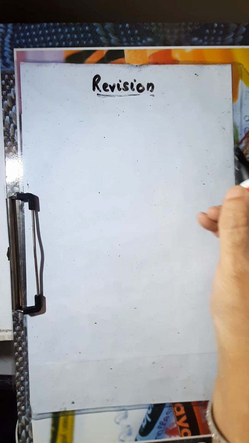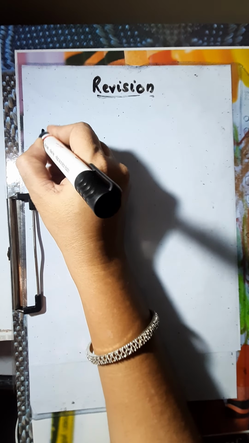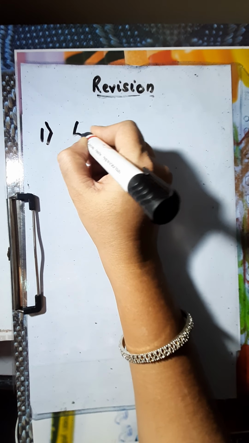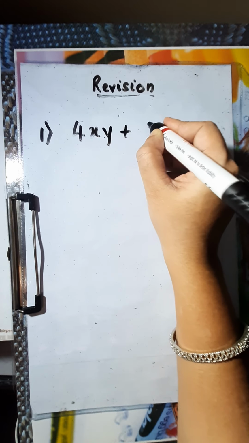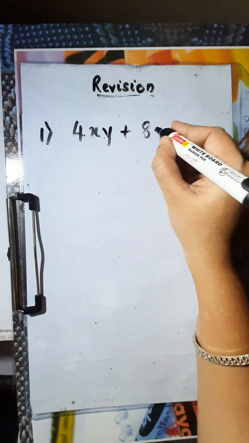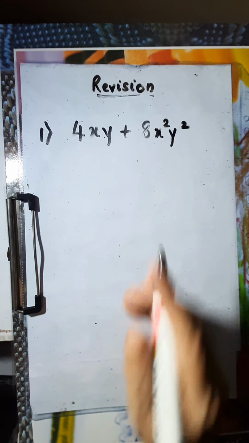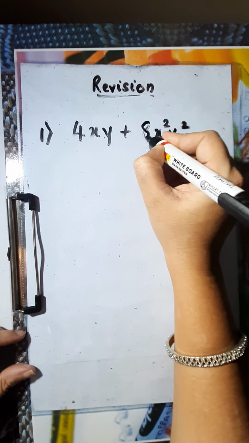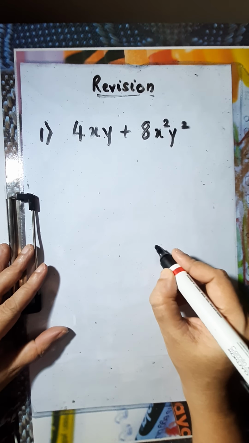First we will start with a revision exercise, and then we can go to factorization of a quadratic trinomial. Now the first sum of this type I'll show you: 4xy plus 8x square y square. Now let's check out these factors, how to find factors, how to remove common. I'm showing you for your understanding.